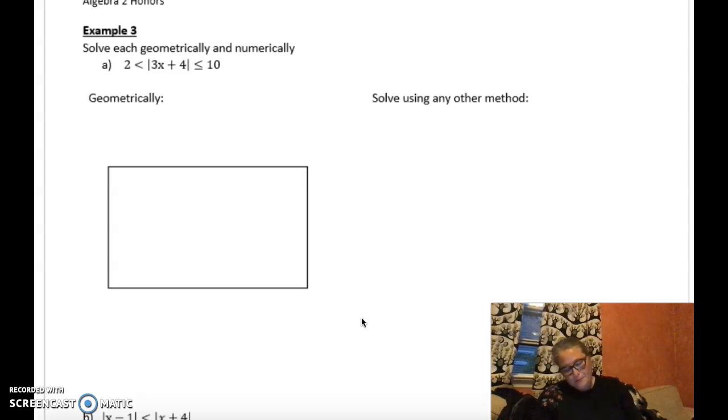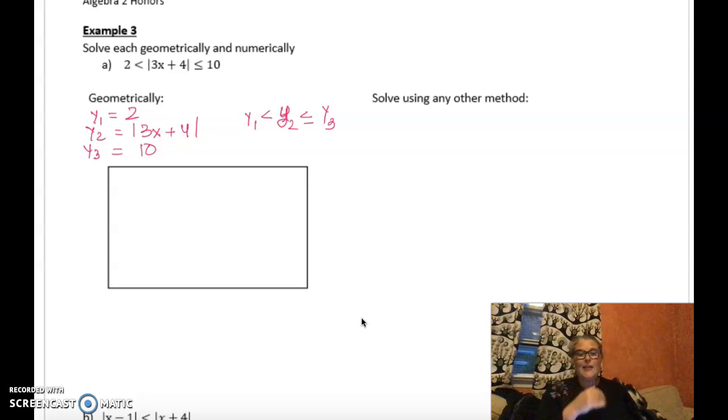So what we're going to do is let y1 equal the left-hand side, y2 equal the middle part, so the absolute value of 3x plus 4, and y3, now there are 3 parts, is going to be 10. Then we're interested in where y1 is less than y2, which is less than or equal to y3.